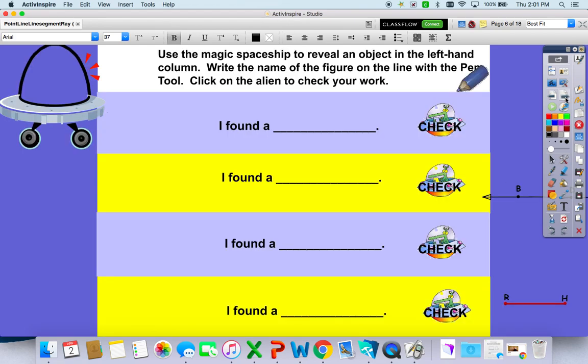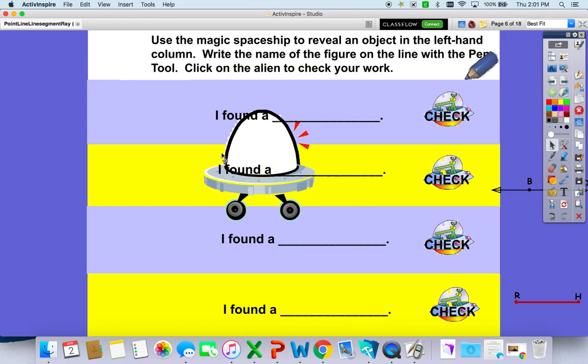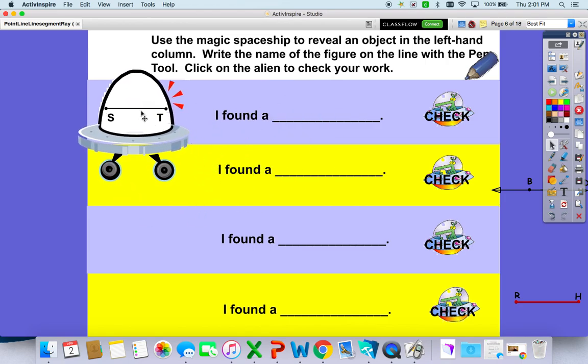Now let's do some practice. I am going to hover my spaceship right here on this picture. And I have a geometry example, and it has an S and a T. Take a moment to turn to a parent or a friend or a neighbor or a sibling and tell them what you think this is called.